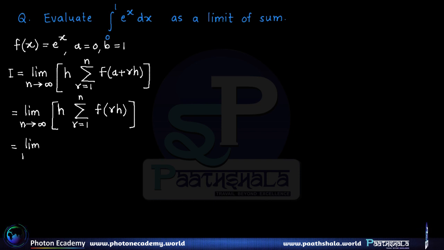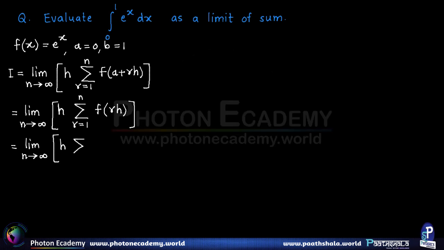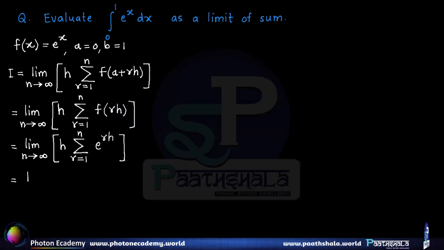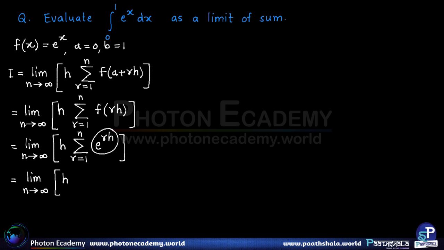So moving on, we have limit n tends to infinity h into summation of, now the function is f of x equal to e raised to x, so f of rh is nothing but e raised to rh, right, as r varies from 1 to n. So moving further, we have limit n tends to infinity h.